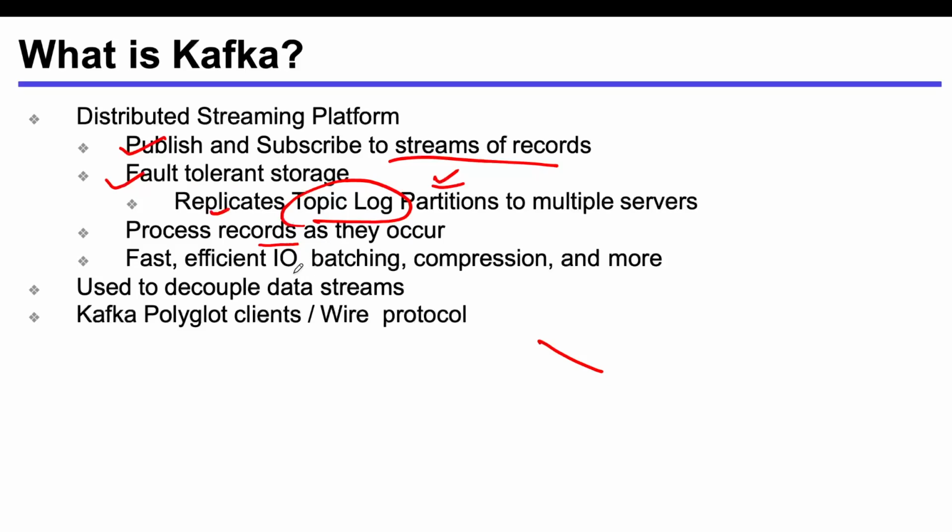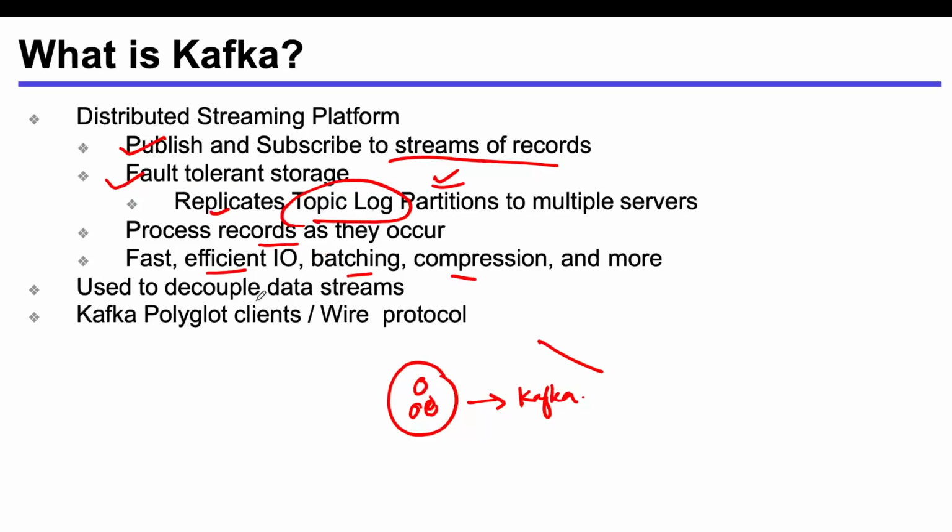It can process records as they get published in the messaging systems, and it also provides efficient IO and batching, or you can even apply compression. This means when we publish messages from your producer, instead of sending one record at a time to Kafka, you can push them all together in one API invoke. So you can apply batching and compression on top of that, which gives you efficient IO while it stores the data in your log file.